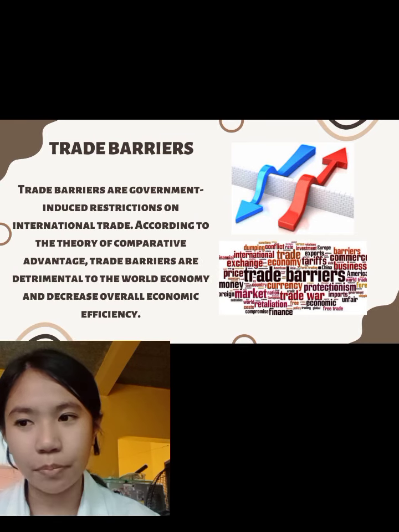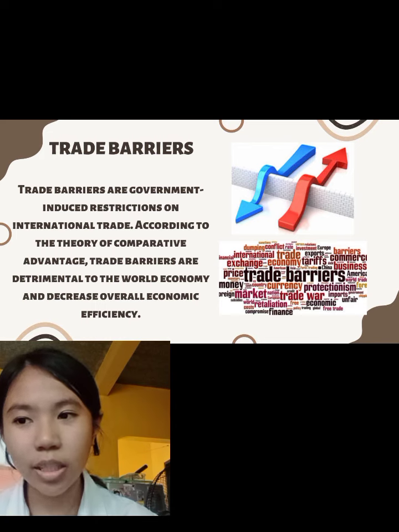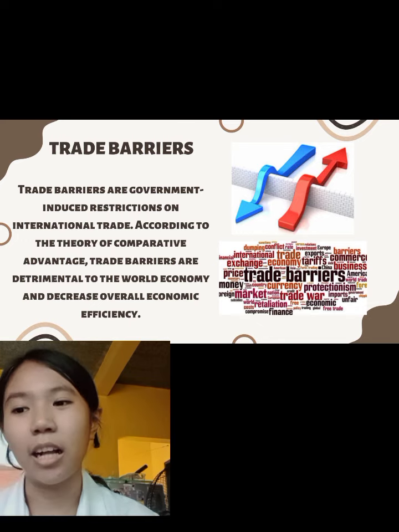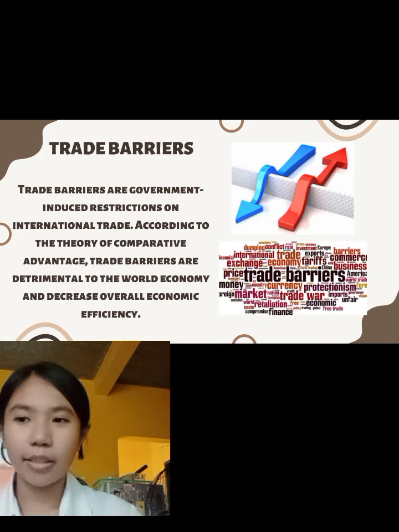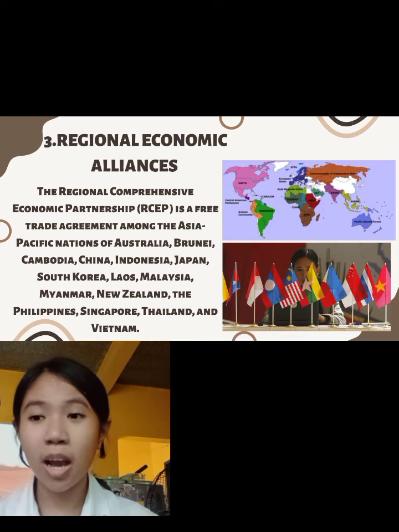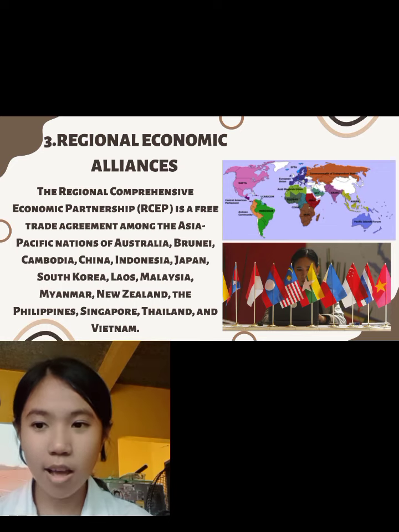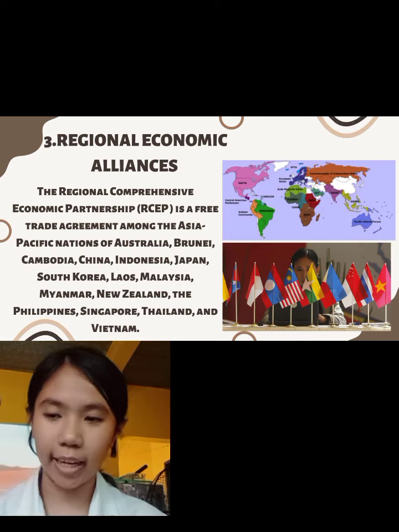And trade barriers. Trade barriers are government-induced restrictions on international trade. According to the theory of comparative advantage, trade barriers are detrimental to the world economy and decreased overall economic efficiency. Regional Economic Alliances. The Regional Comprehensive Economic Partnership, RCEP, is a free trade agreement among the Asia-Pacific nations of Australia, Brunei, Cambodia, China, Indonesia, Japan, South Korea, Laos, Malaysia, Myanmar, New Zealand, the Philippines, Singapore, Thailand, and Vietnam.